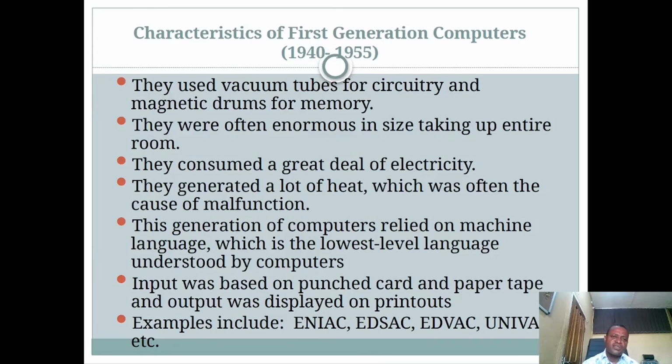Number two characteristic is that they were often enormous in size, taking up an entire room. That means that first generation computers were very big because of the technological components that were used in building these types of computer systems. Vacuum tubes were bulky, and this invariably accounted for the large size of the first generation computer. So a first generation computer can take up an entire room. It can be as big as a transformer, and it was always placed in a room.